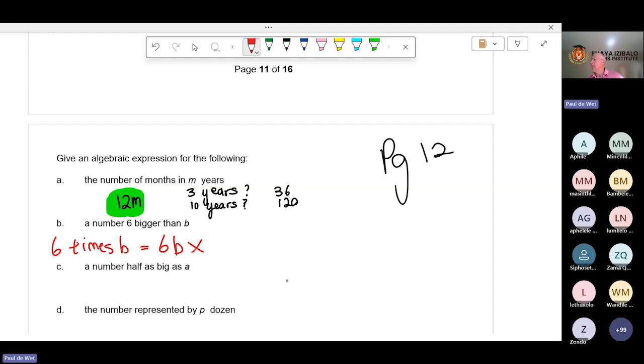Okay, that's not right. Okay, well done. Some of you are writing B plus 6, 100%, or 6 plus B. Now you might be saying, well, I don't know what B is, because if B was 5, then 5 plus 6 would be 11.